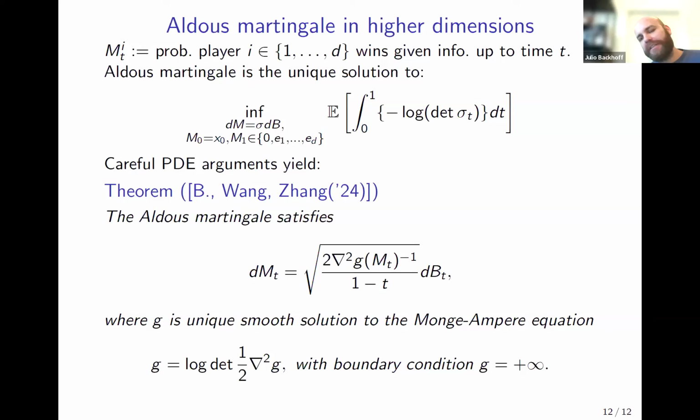Now, the hardest part in this result is to show that this is a win martingale. So to guess it is not hard, but to show that it's a win martingale is hard, because you want to show that this martingale finishes at the vertices of the domain where it lives, not at a face, not at any face, but the vertices.